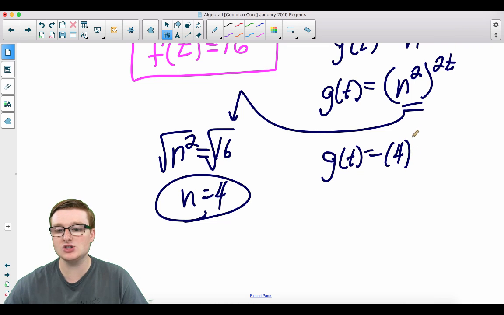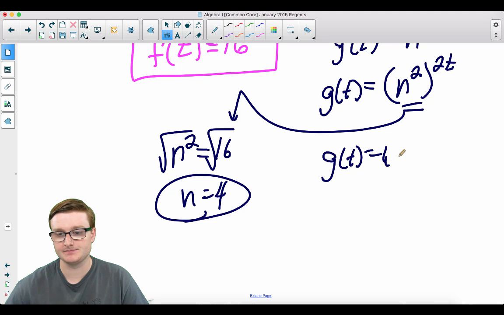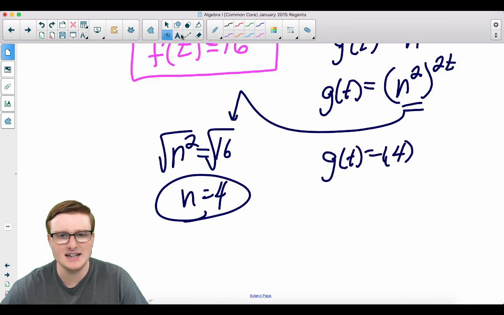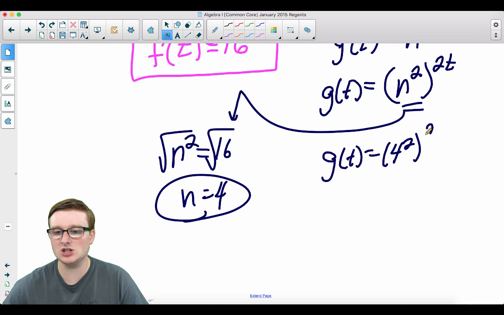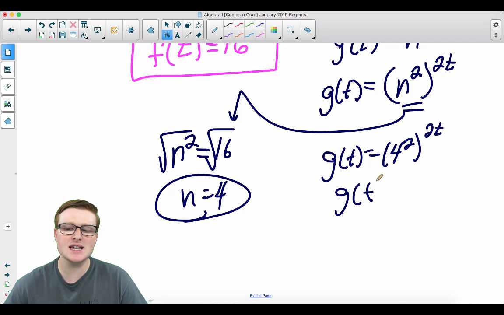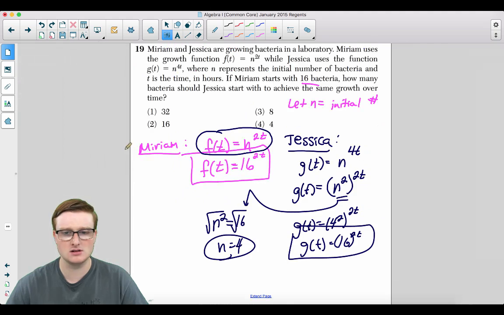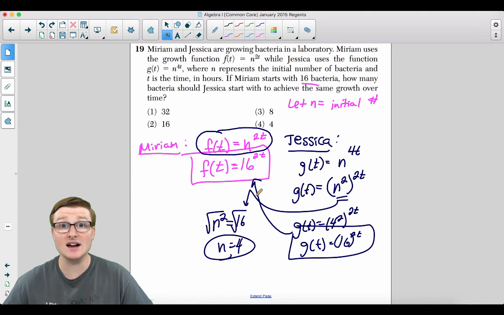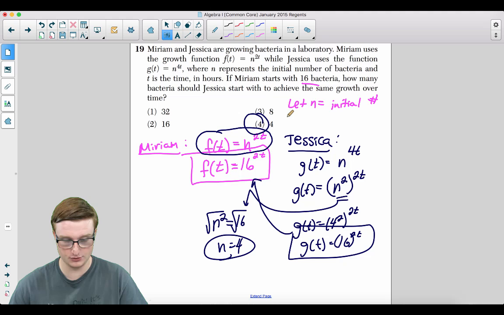4 squared. Oops, sorry. That parentheses shouldn't be there. I did it again. My apologies. 4 squared raised to the 2t power. Isn't that the same thing as 16 raised to the 2t power? And isn't that the same thing as Miriam's function right up here? Yeah, they match. So therefore, your answer is going to be choice 4. That is the initial amount that Jessica has to use to achieve the same growth rate.